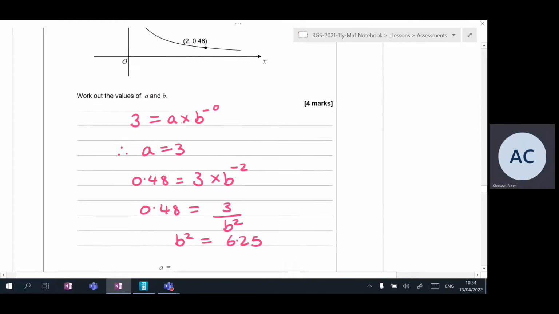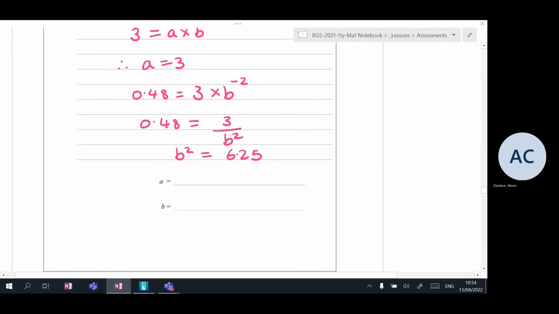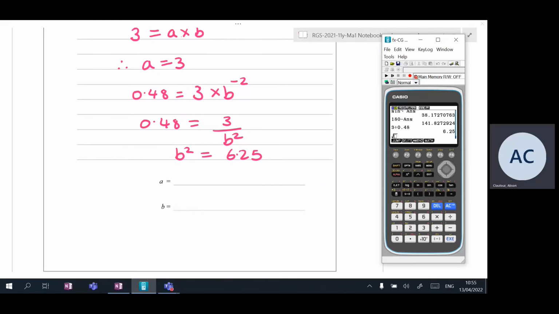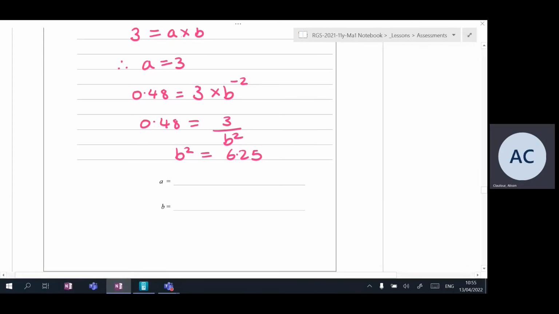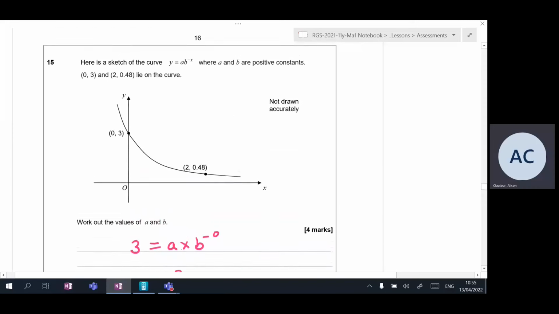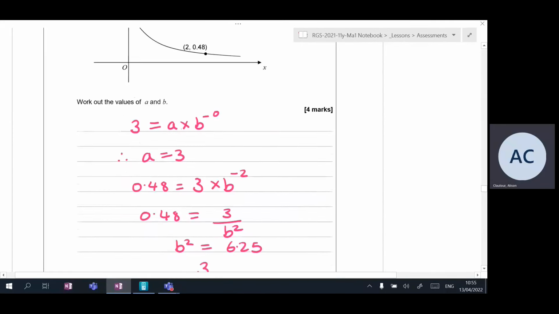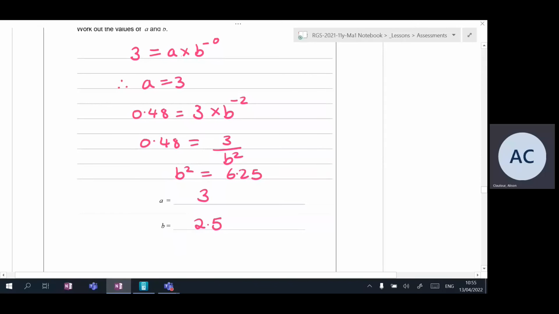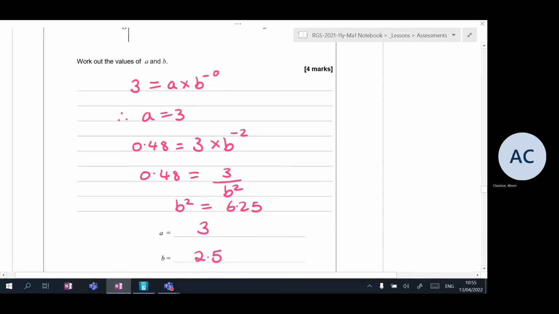Okay, and then you can square root your answer to get 2.5. So b is 2.5 and a was 3. Okay, so it tells you that A and B are positive constants, so we can ignore the negative root when we square root 6.25.